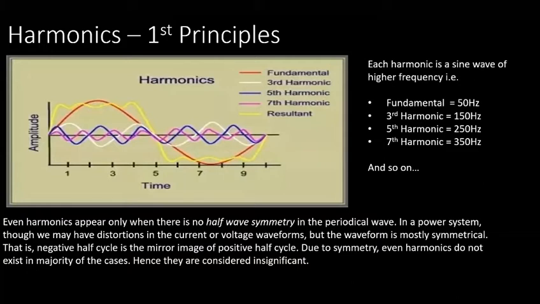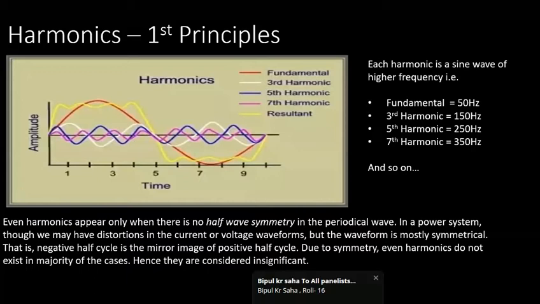So the fundamental is a sine wave with 50 hertz. The third harmonic is also a sine wave with 150 hertz. The fifth harmonic is with 250 hertz, and the seventh harmonic is with 350 hertz, and so on. You may be seeing that there is no mention of even harmonics here, and that is fundamentally because even harmonics only appear when there is no half-wave symmetry in the periodical wave.